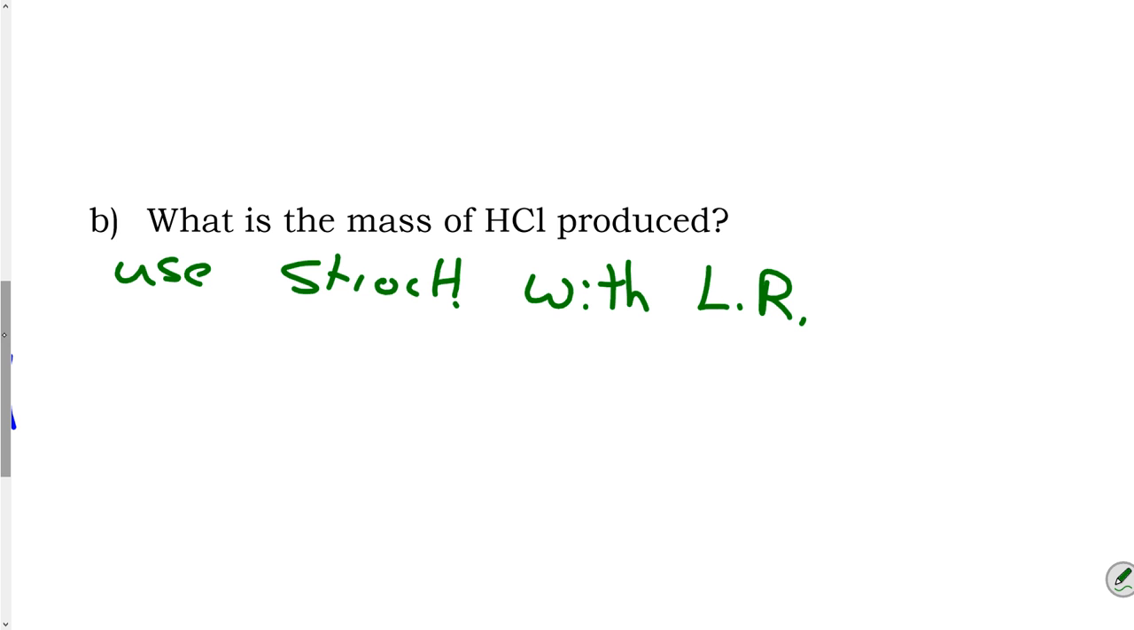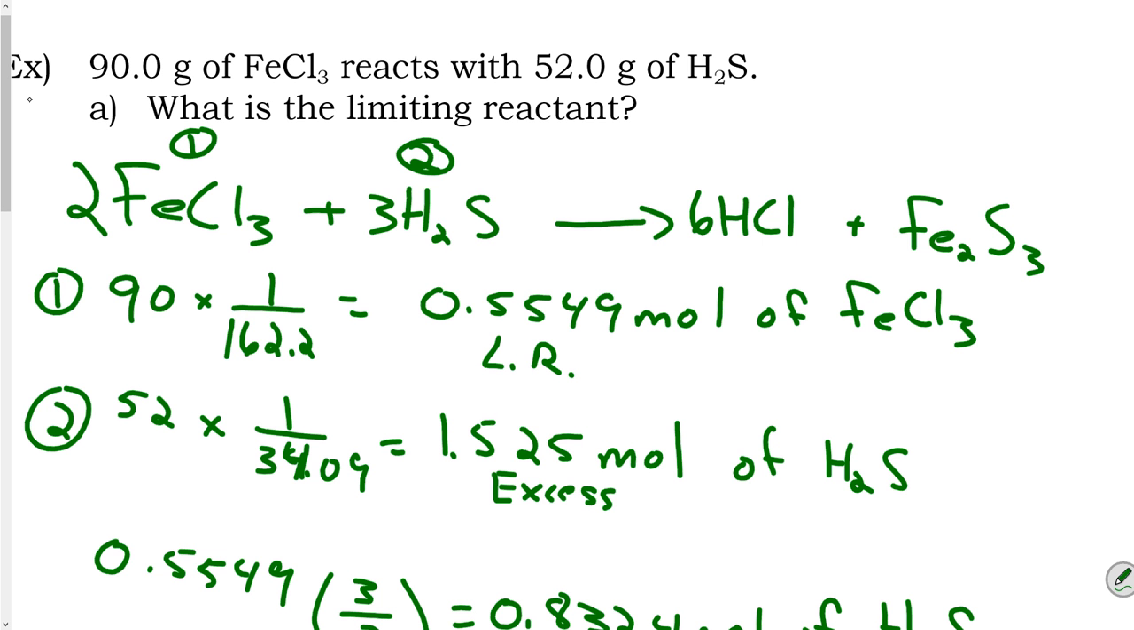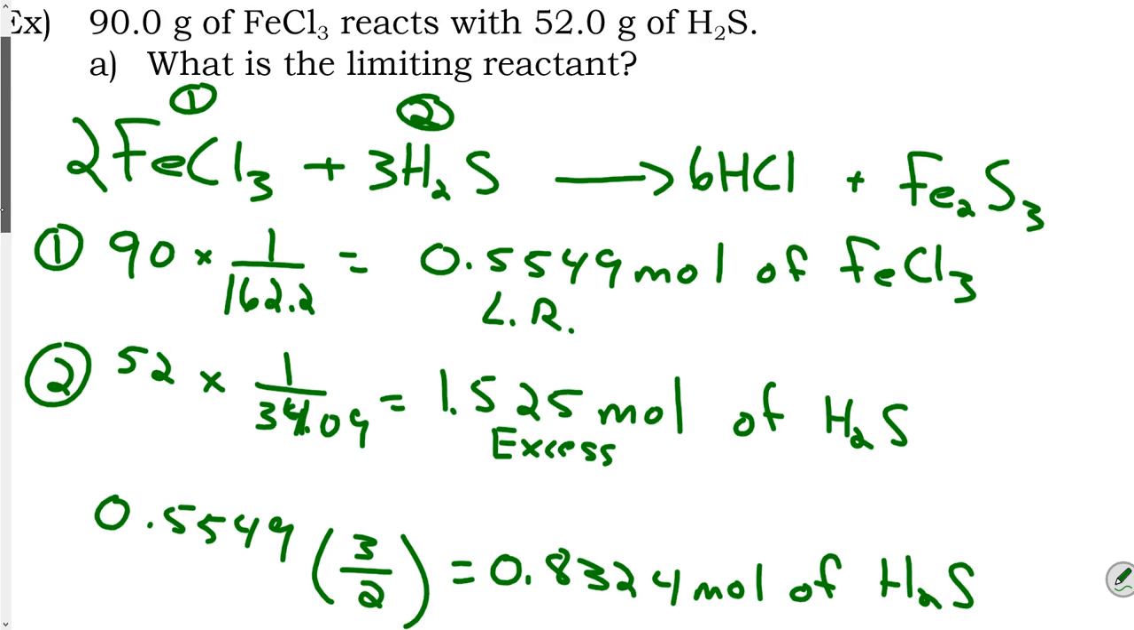So my moles of my limiting reagent again are 0.5549. Stoichiometry, this is just shorthand. So go back to the original balanced equation. This is what I want, HCl. This is what I know. So 6 over 2, 3 over 1, or 3 over 1.